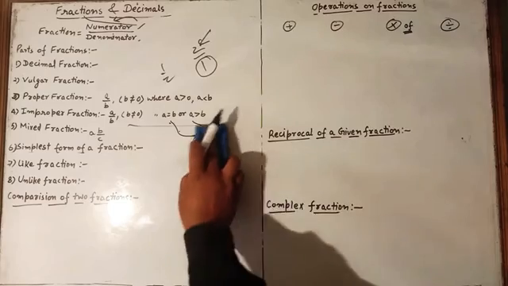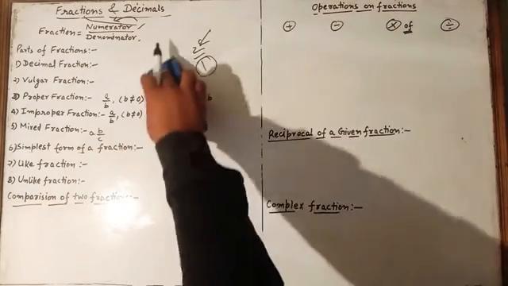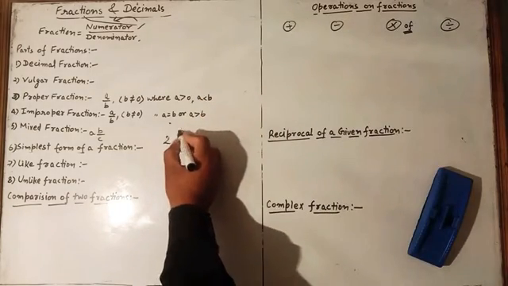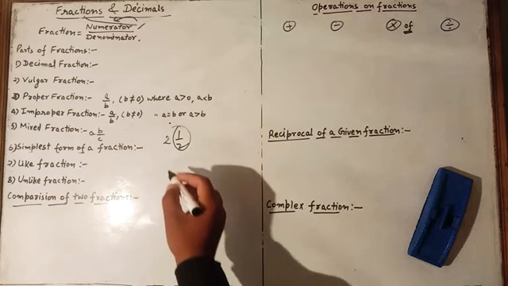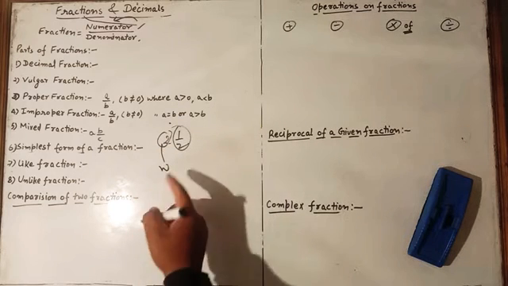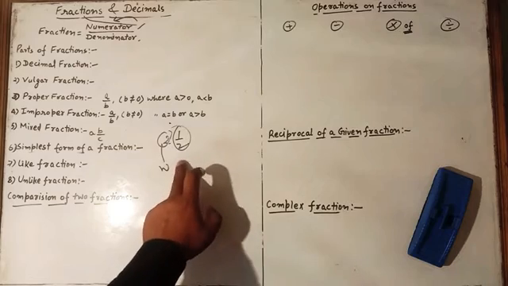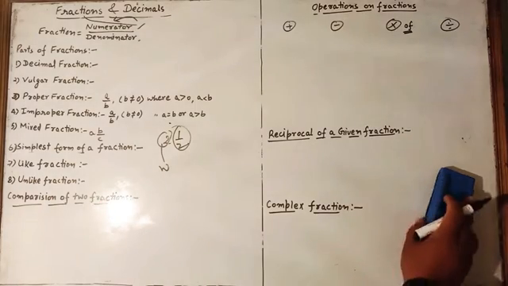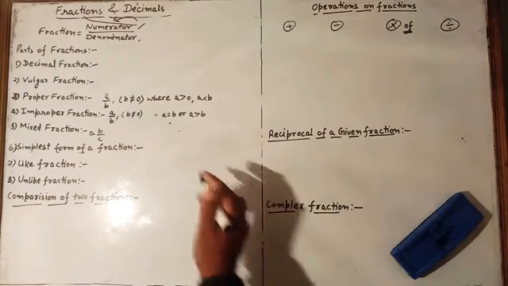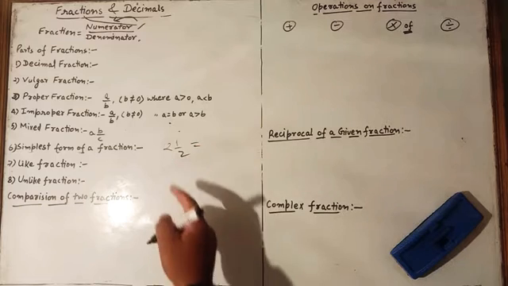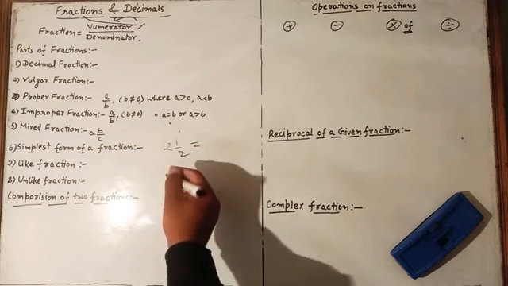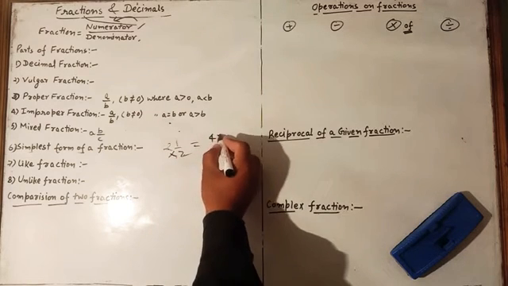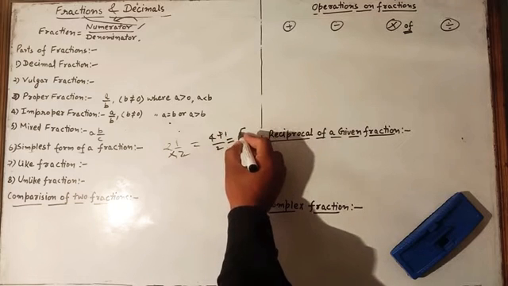Now come to mixed fraction. A mixed fraction is a fraction having a whole number and a proper fraction, like 2 whole 1 by 2. 1 by 2 is a proper fraction and 2 is a whole number. So if we write like this, it is our mixed fraction. Symbolically we will write a whole b by c. We can convert 2 whole 1 by 2 into a simple fraction. How will we convert? We will multiply 2 by 2, it will be 4, plus 1, upon 2. 4 plus 1, it will be 5 upon 2.